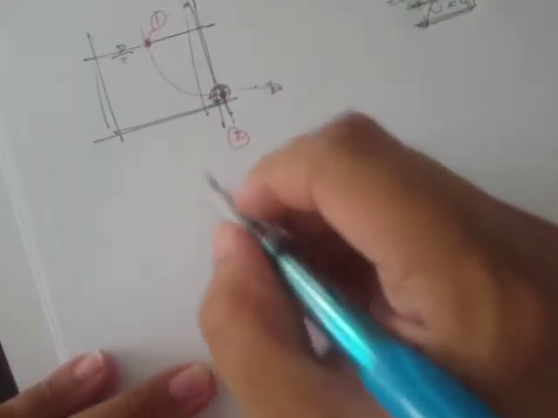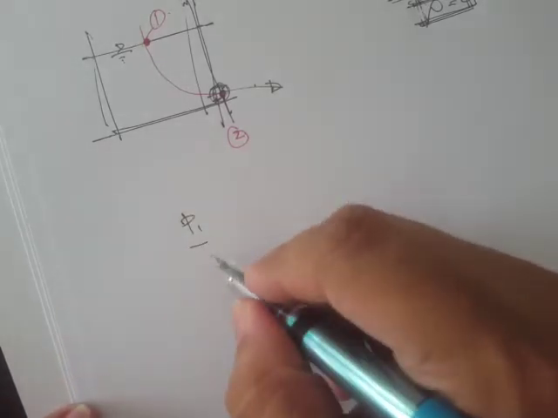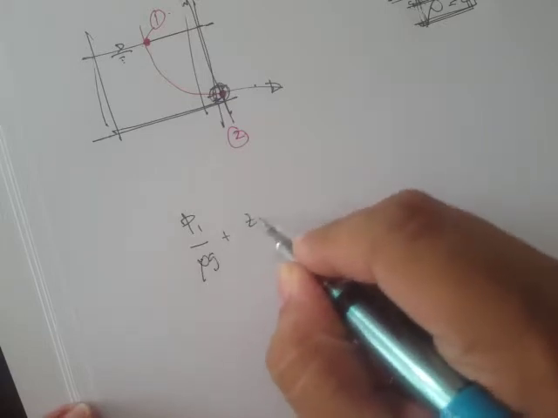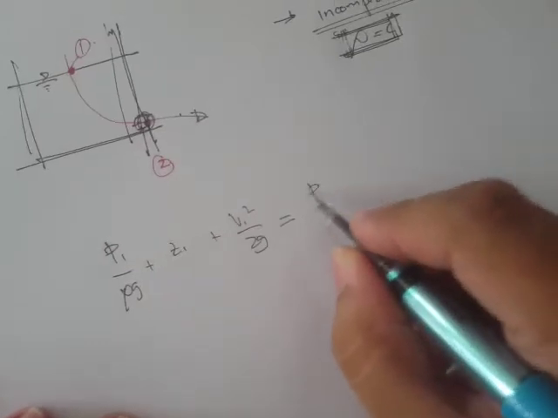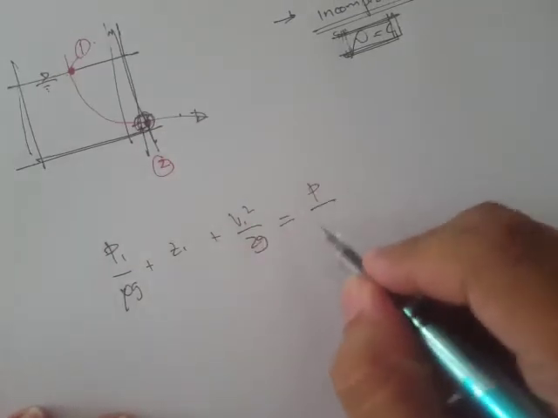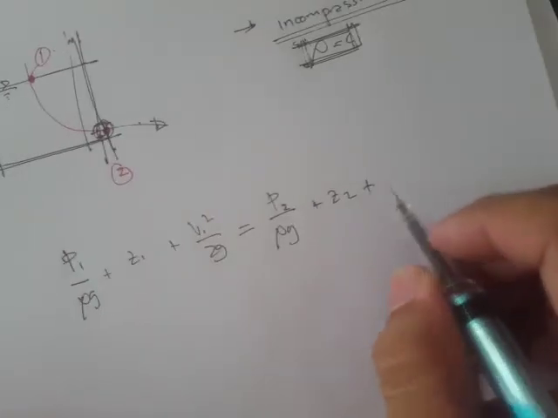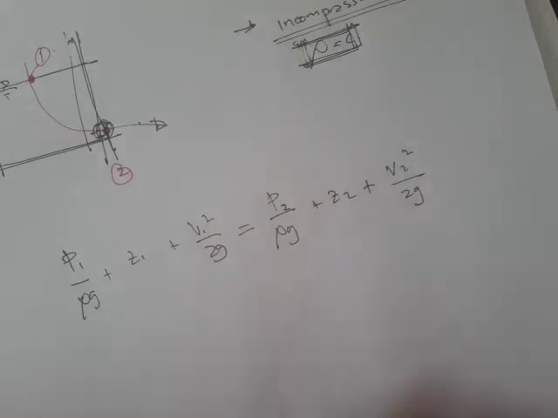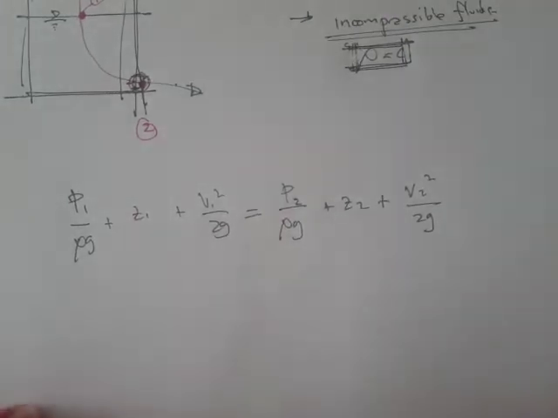In applying this, if we write Bernoulli's equation, we have P1 over rho g plus z sub 1 plus v1 squared over 2g is equal to the heads at point 2: P2 over rho g plus z sub 2 plus v2 squared over 2g. Okay, so that's the expression of the Bernoulli equation.